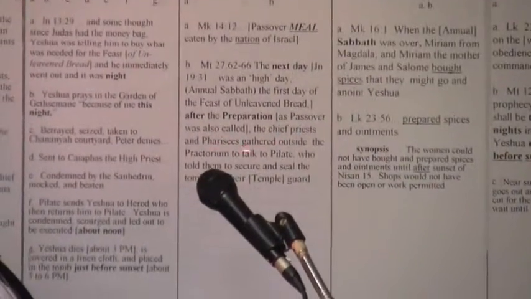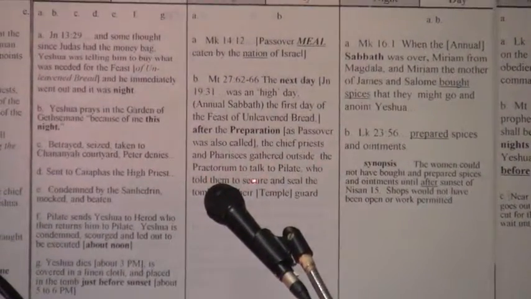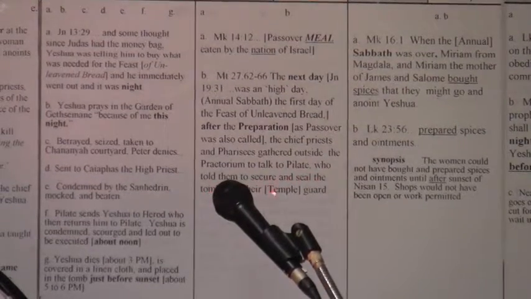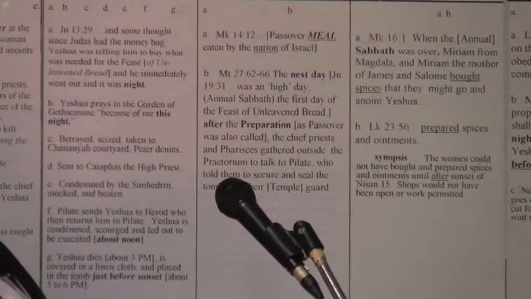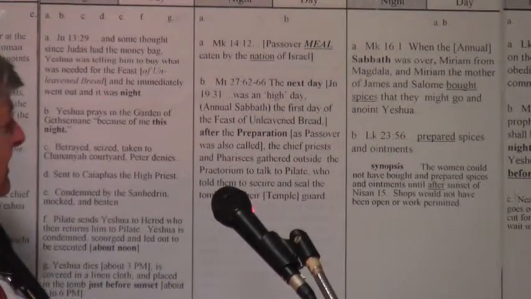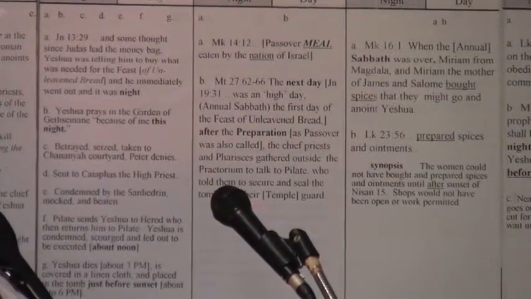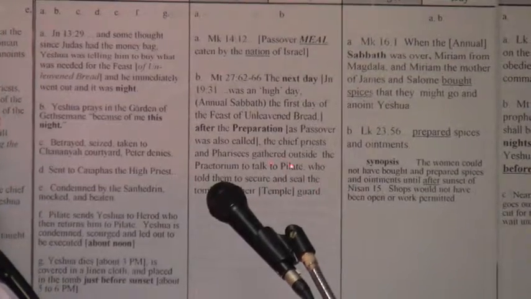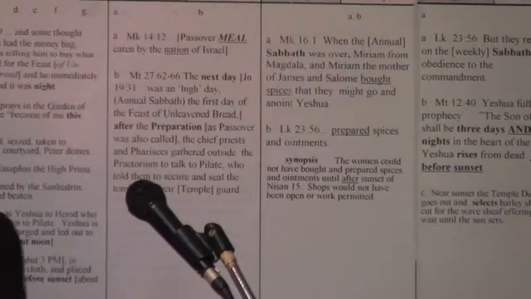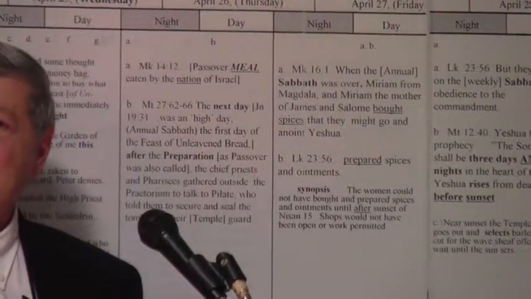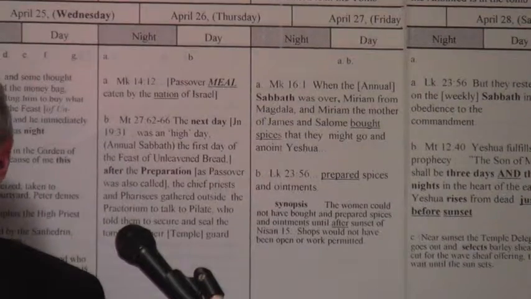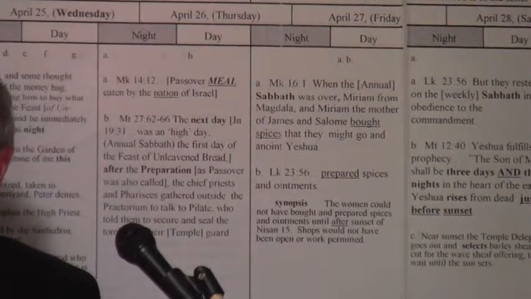The chief priests and the Pharisees gathered outside the praetorium to talk to Pilate, who told them to secure and seal the tomb with their temple guard. Some translations will say soldiers, the inference being Roman soldiers. When Pilate is talking to these guys, it's in a condescending manner. You've got a temple guard. Go make it as secure as you can. Don't bug me.